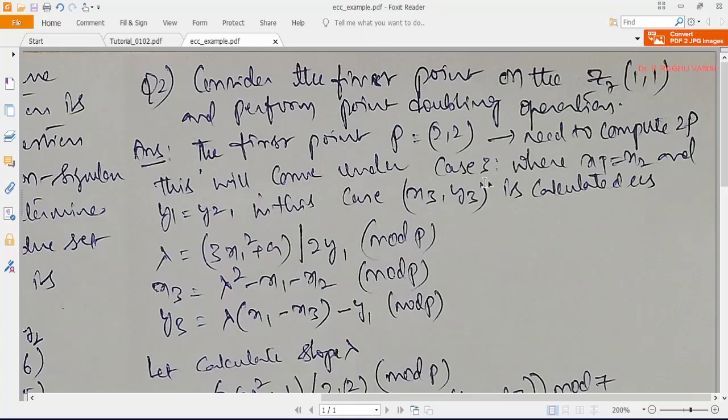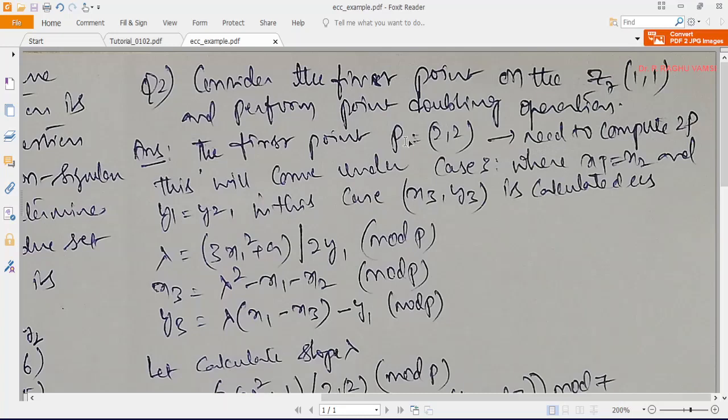Now we'll see a simple example for the point doubling operation. Consider the first point on Z7 of 1, 1 that we have generated previously and perform the point doubling operation. So here, for the explanation, I have considered P is equal to 2, 2. The first point we have identified is P is equal to 2, 2 and we need to compute 2P, that is point doubling.